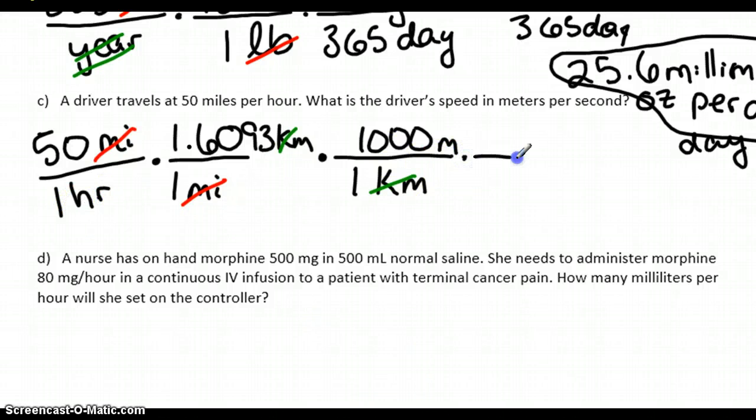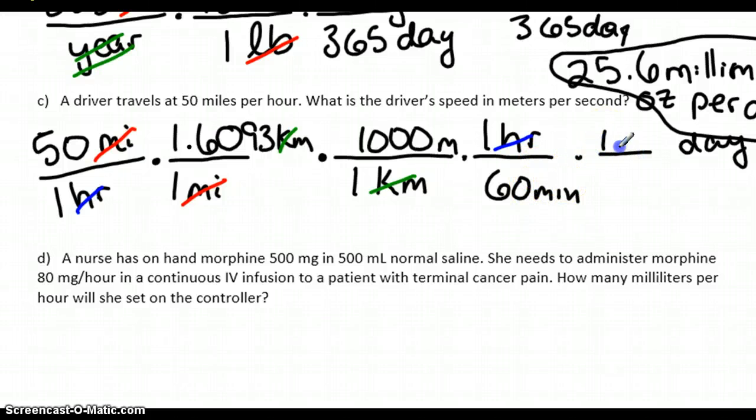So I'm going to multiply by, let's see, 1 hour on the bottom, so I'm going to put 1 hour on the top. And 1 hour is equal to 60 minutes. Okay, so that would see hours canceling. Alright, and then I need to do 1 minute is equal to 60 seconds. Okay, and that's going to have minutes canceling.